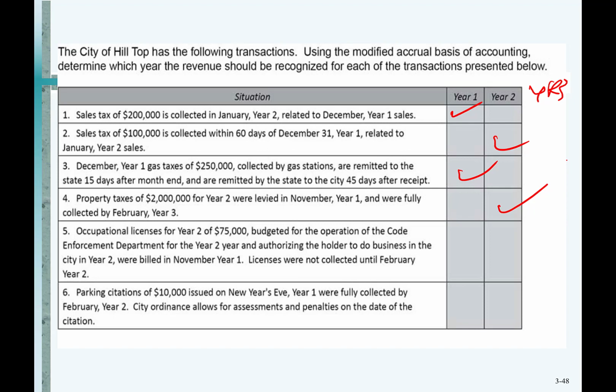Occupational licenses for year 2 of $75,000, budget for the operation of the code enforcement department for year 2, and authorizing the holder to do business in the city in year 2, were billed in year 1, and not collected until February of year 2. Well, did they say year 2 enough in that one for us to know that's year 2? Because that's when they let you do the business, and they got it in year 2, didn't they?